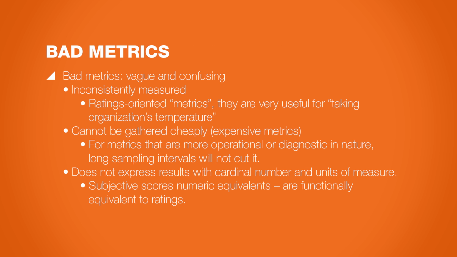So, what are examples of bad metrics? Bad metrics are often vague and confusing. They are inconsistently measured, such as ratings-oriented metrics. They are very useful for taking an organization's temperature, but they are not good metrics. Bad metrics cannot be gathered cheaply. We often call them expensive metrics. For instance, for metrics that are more operational or diagnostic in nature, long sampling intervals will not cut it.